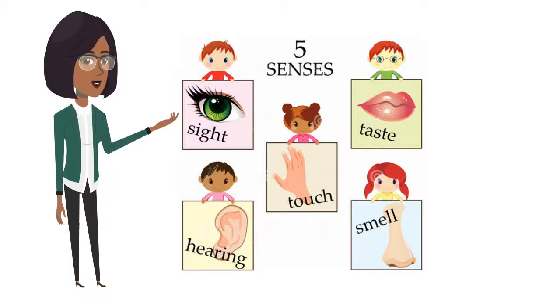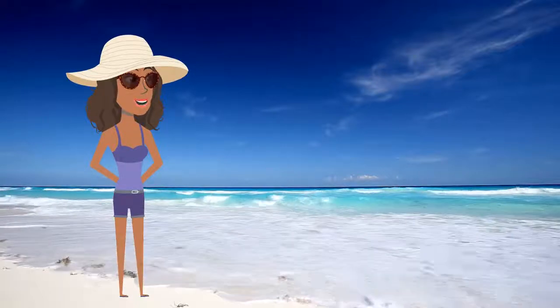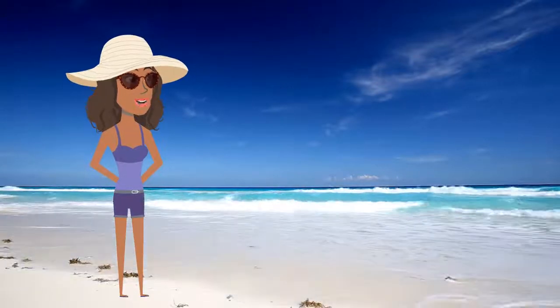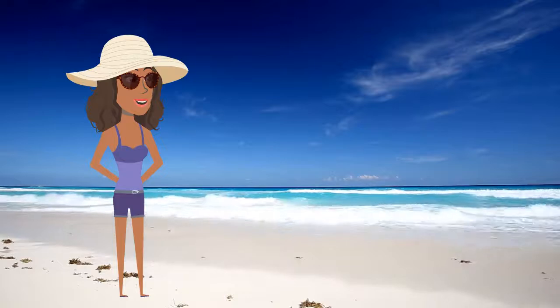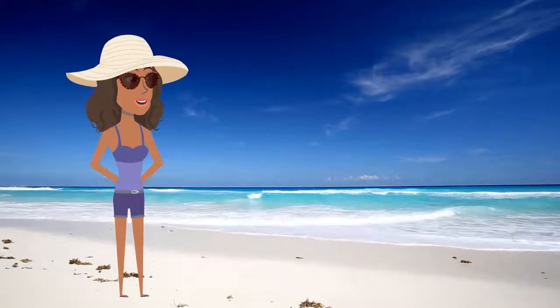Imagery is a vivid description using the 5 senses. The 5 human senses are sight, touch, taste, hearing, and smell. Here is an example of imagery in this poem about the beach written by poet Joan Lopez. Before we get started, close your eyes as the poem is read to you and imagine you are at the beach.